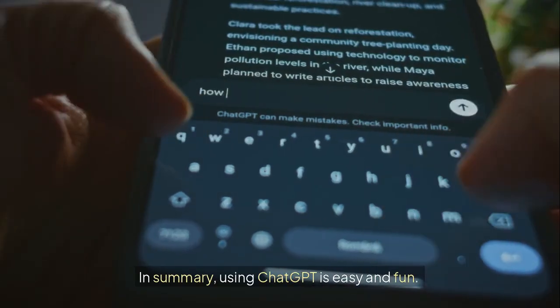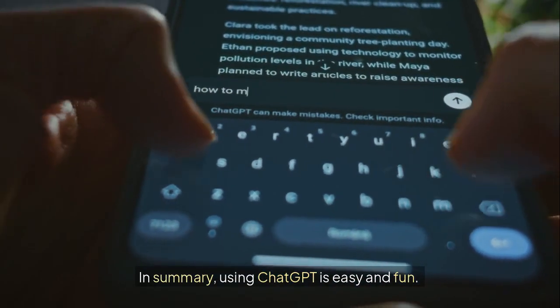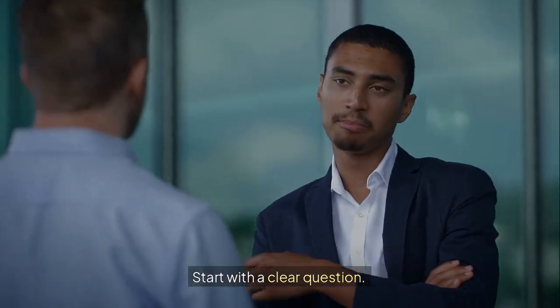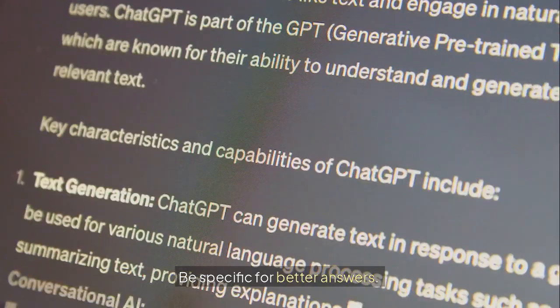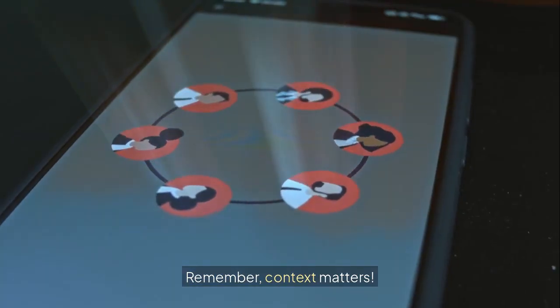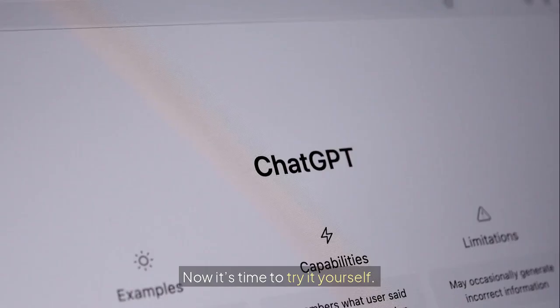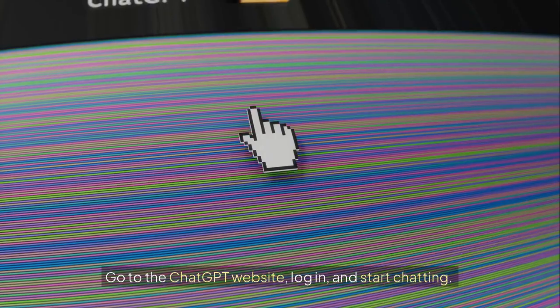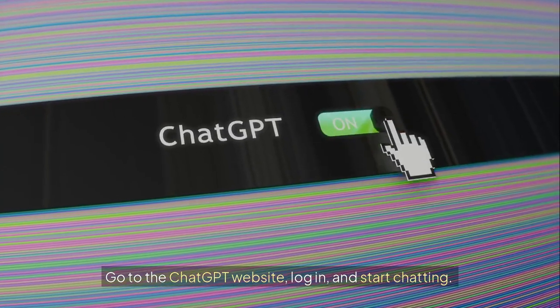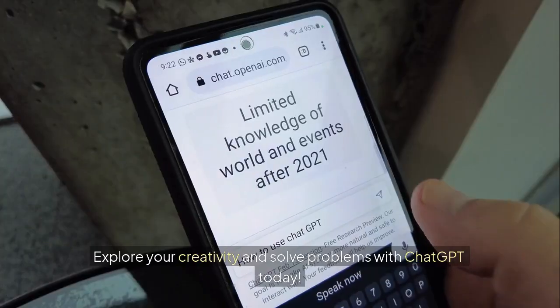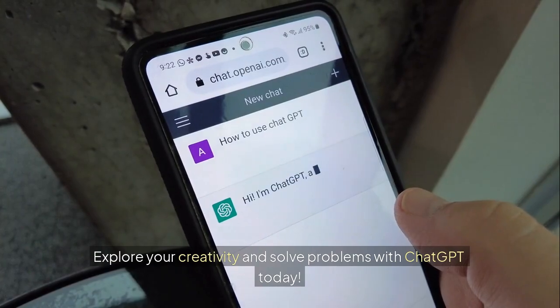In summary, using ChatGPT is easy and fun. Start with a clear question. Be specific for better answers. Remember, context matters. Now it's time to try it yourself. Go to the ChatGPT website, log in, and start chatting. Explore your creativity and solve problems with ChatGPT today.